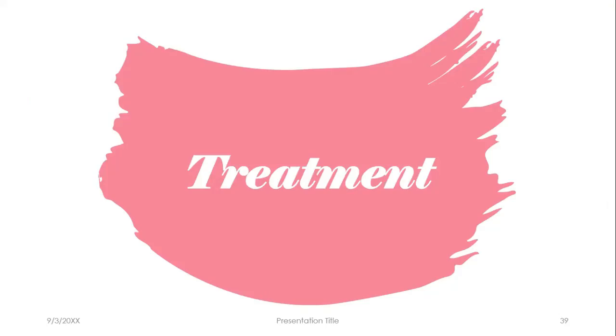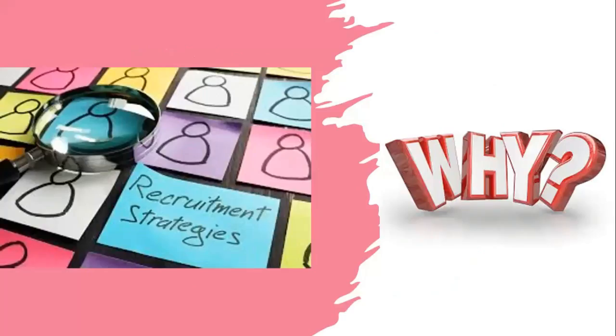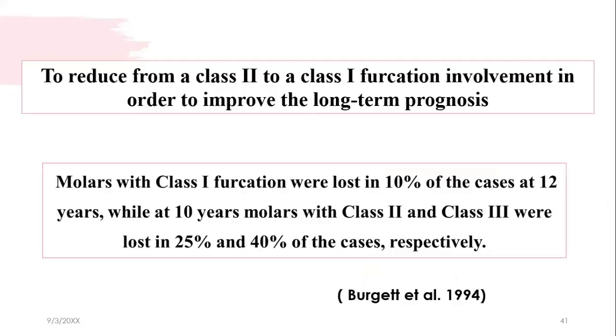Let me ask you one question. Should we treat and fix the furcation defect? Is it utterly important to regenerate the defected area? In other words, does it work and have a good prognosis? Actually, the answer is yes. To reduce from class 2 to a class 1 furcation involvement in order to improve the long-term prognosis.